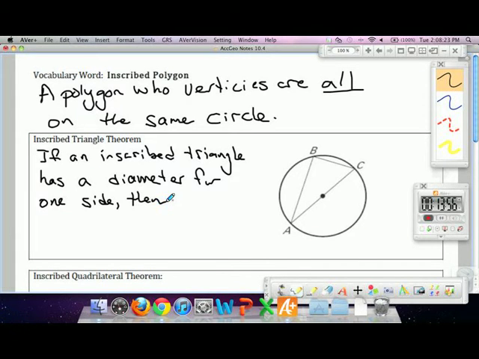The key part is that one of these sides is a diameter. One of the parts of this inscribed triangle I'm going to make sure is a diameter. So what do I know about one of the angles? What's got to be true?